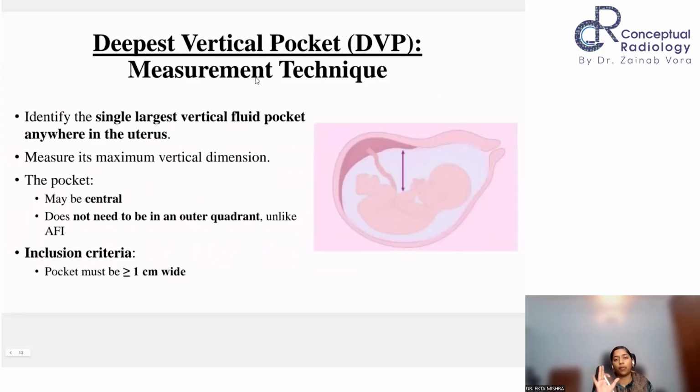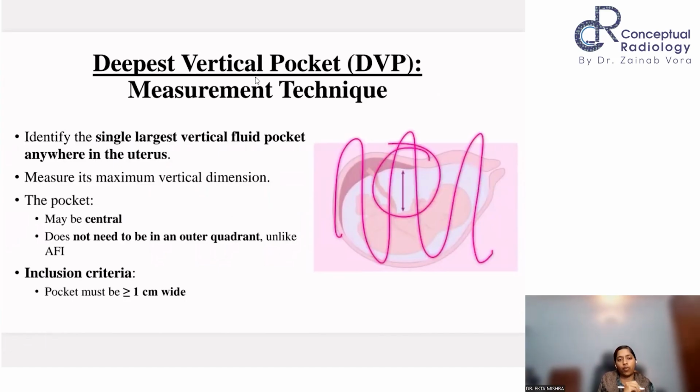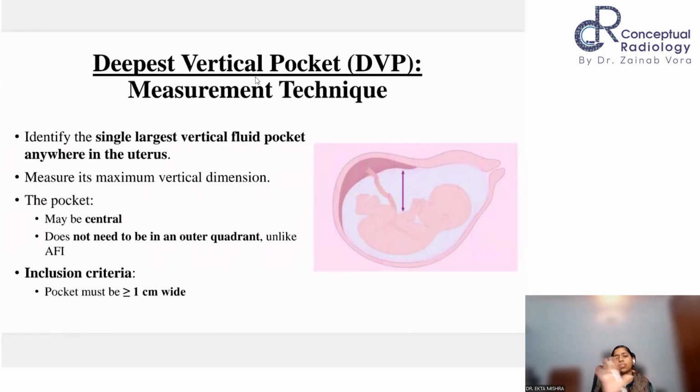In the deepest vertical pocket measurement, first of all, again, you will screen the entire uterus. You screened the entire uterus and you found this is the best pocket. So identify the single largest fluid pool and then measure it. Now, what is the difference between DVP and AFI measurement? The first and foremost is that the DVP can be anywhere, especially central. So if you have a central pocket of fluid, you can use the DVP technique. In AFI, you tend to measure the quadrants, so you often miss the central part. So the pocket can be central in cases of DVP. Again, the inclusion criteria are the same.